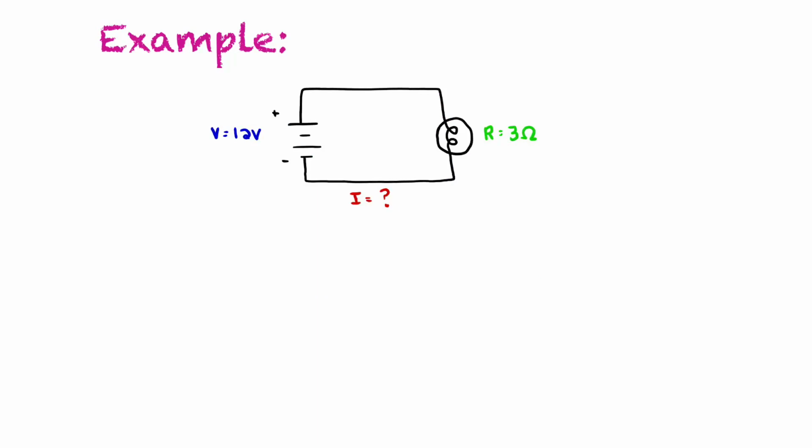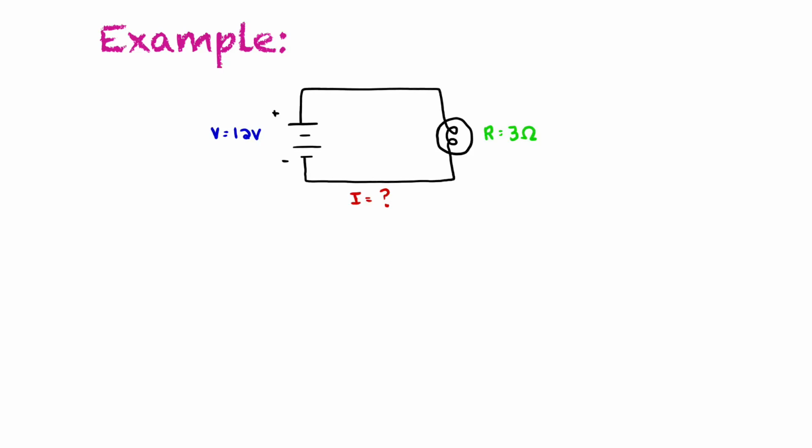In this first example, imagine we have a circuit where we have a 12-volt battery and a light bulb that has a resistance of 3 ohms. And we want to know the current that is flowing through this circuit. So again, we have some variables that we know. V equals 12 volts, R is 3 ohms, and I we don't know.